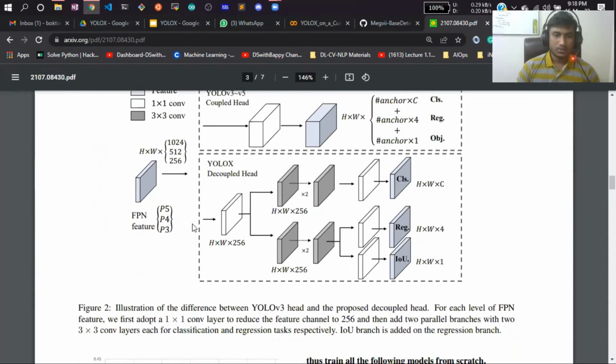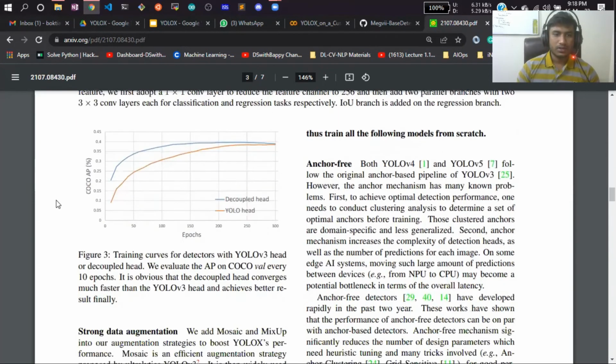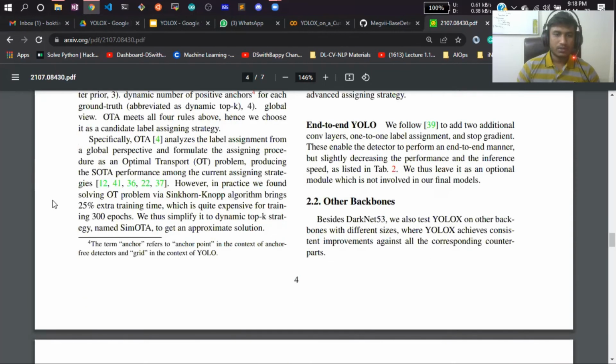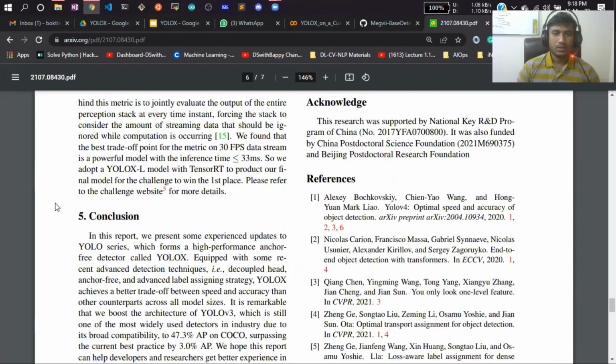architecture actually. So they have made a kind of decoupled head on this YOLOX. So you can read about that. So this is the paper, guys. Actually, if you want to deep dive, you can refer to this paper, and you will get the idea.